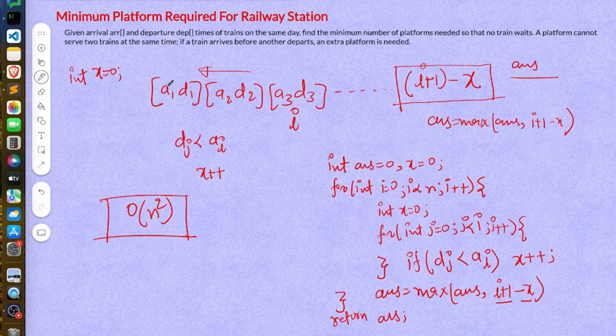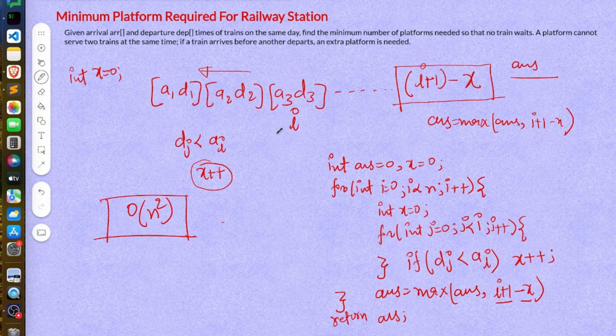We know that all the arrival times are in increasing order. So if you somehow keep track of this x, because here what we are doing essentially is calculating x, the number of departed trains, starting from fresh each time, right? For each I we are starting from j equals 0, j less than I, j plus plus. We are doing this process again and again.